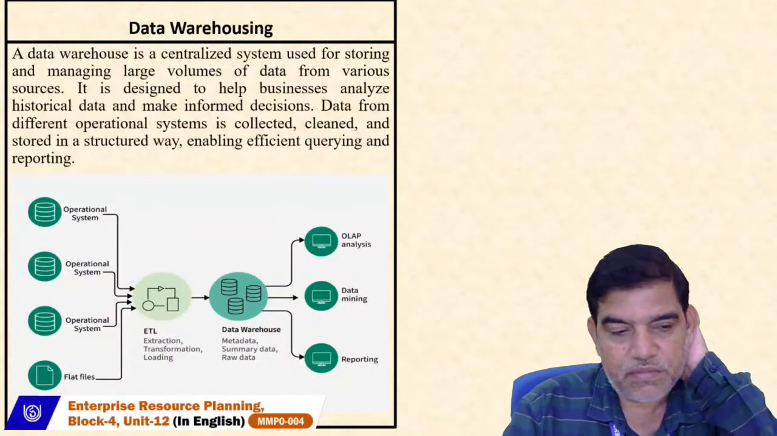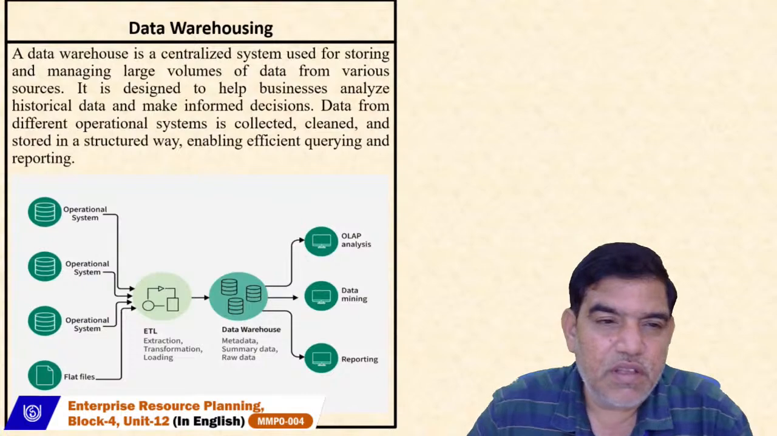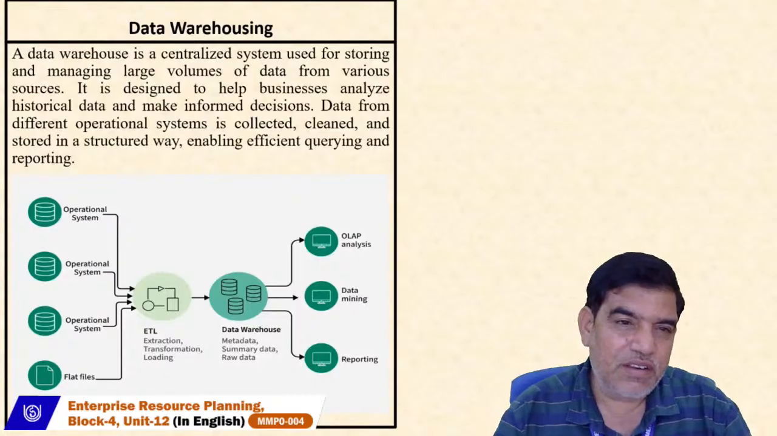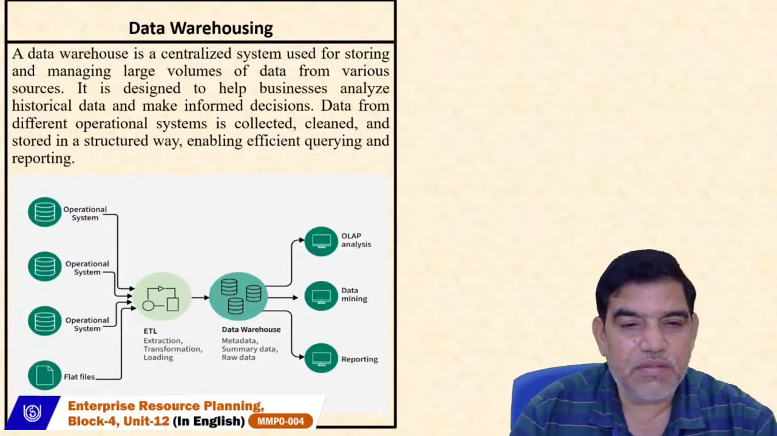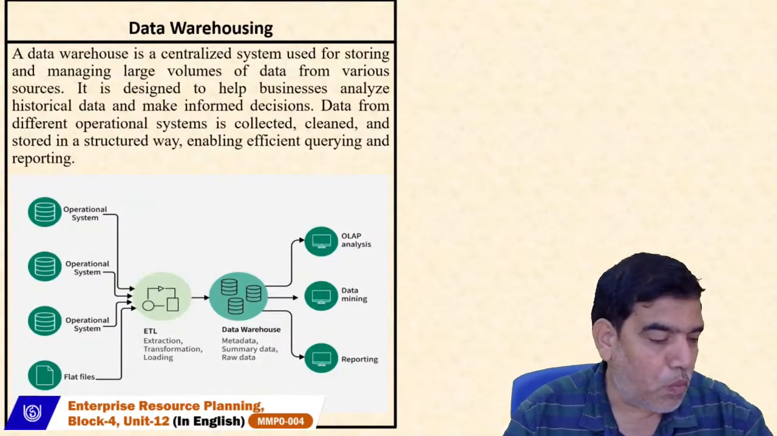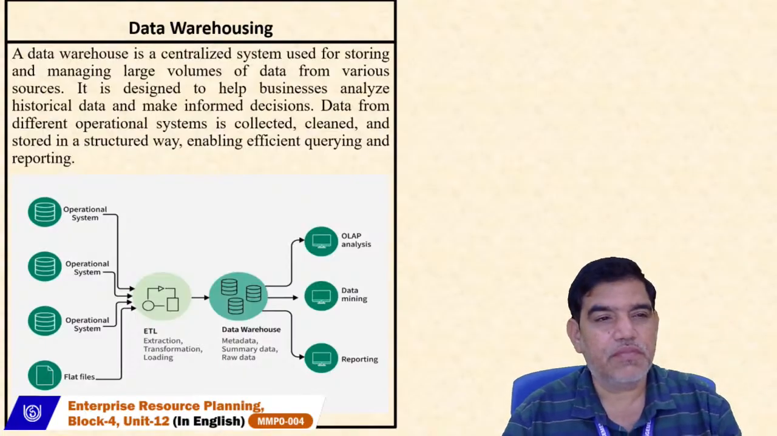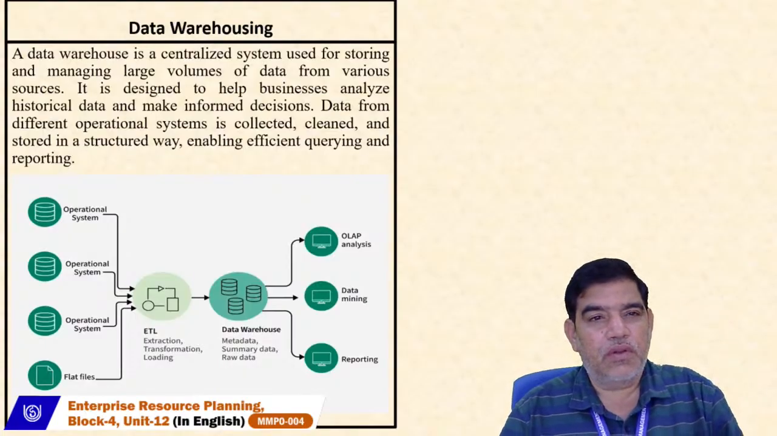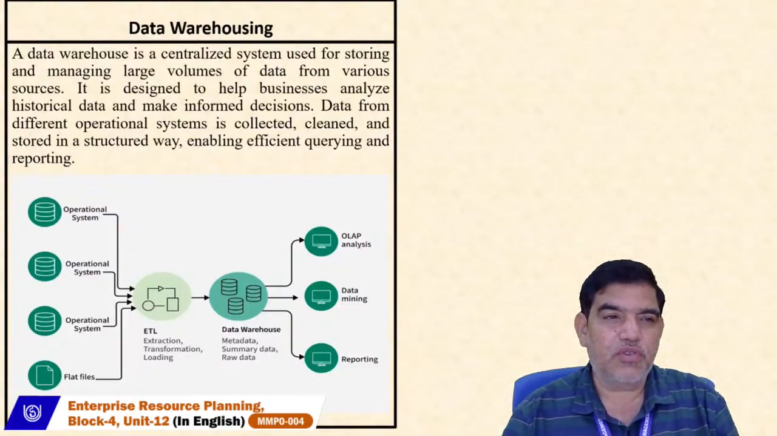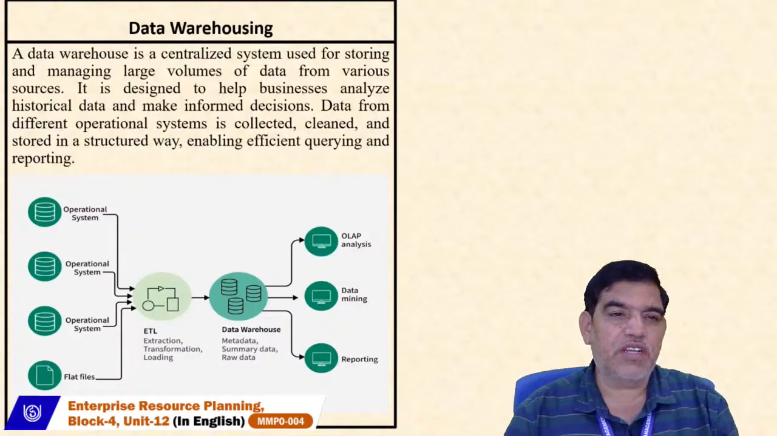Then data warehouse. What is actually a data warehouse? As we know, a data warehouse means where different types of data are stored in one single database, in one single repository system. That is known as a server. A data warehouse is a centralized system used for storing and managing large volumes of data from various sources, maybe primary sources or secondary sources.